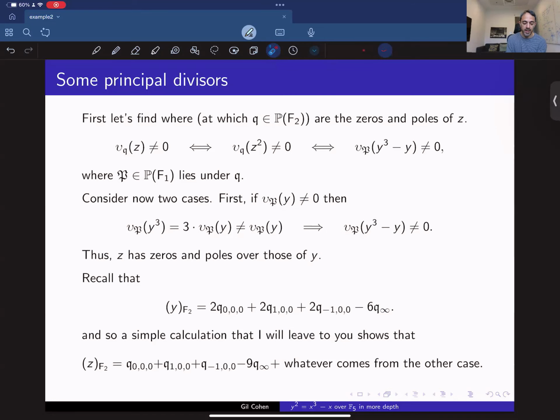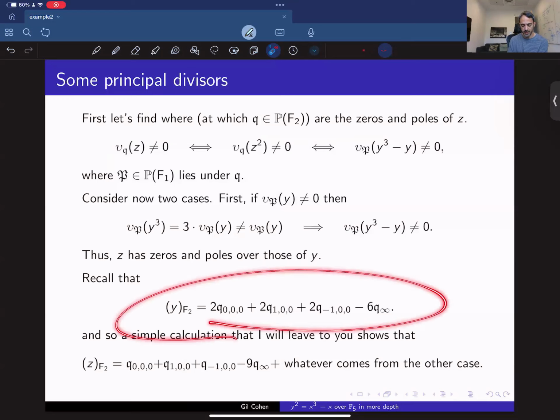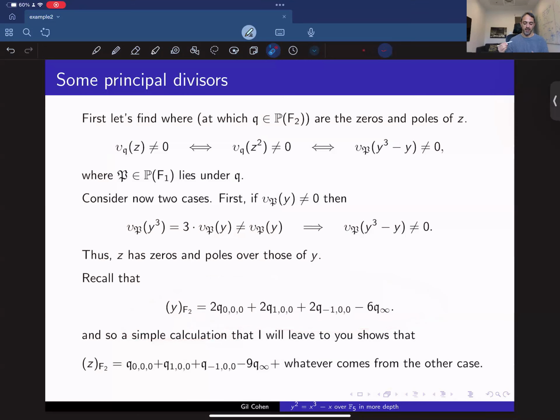So this means that for every pole and zero of y, you get a pole or zero of y cubed minus y. And these, as we said here, give you poles and zeros of z. Because we know that the principal divisor of y over F2 is this thing, you immediately get zeros and poles of z.